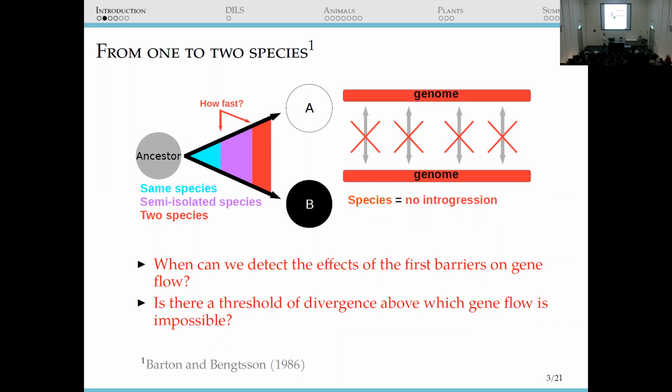So during this project with François Monet, we were interested in the dynamic of speciation. We can summarize by two simple questions. When occurs the transition from populations to species? And when occurs the transition from populations to semi-isolated species? So when occurs this transition and this transition? And finally, is there a threshold of divergence above which gene flow is impossible?